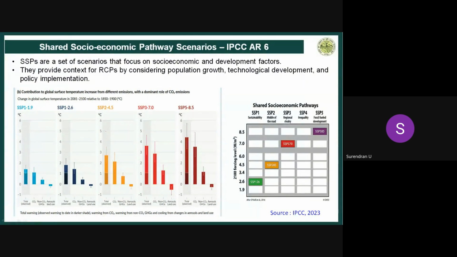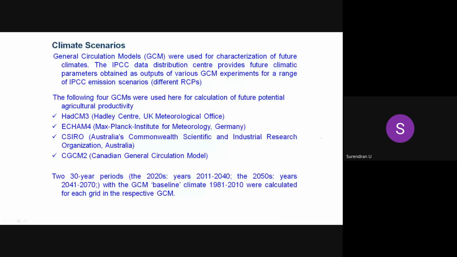Initially we started with the IPCC AR5 report, that is, the RCP scenarios. But later, in 2022, when the new scenarios came, we updated with the SSP scenarios, especially SSP 1.9 to SSP 8.5. I hope many of the participants may be aware of this. If any one of you have some doubt, we can discuss this also. Like here, SSP 8.5 is the worst scenario, which is similar to RCP 8.5 also.